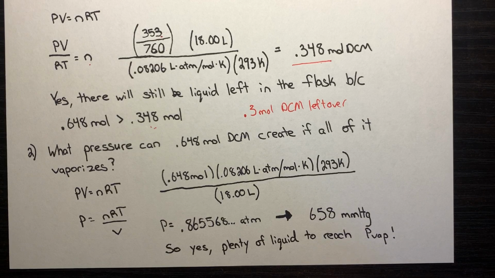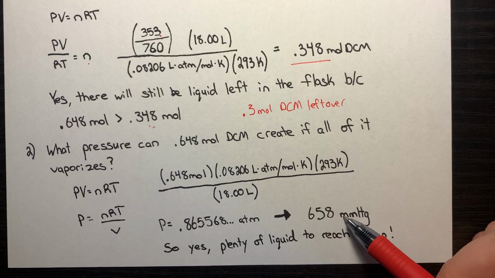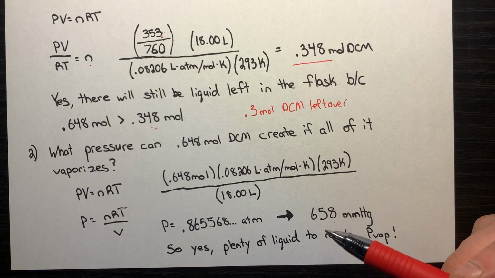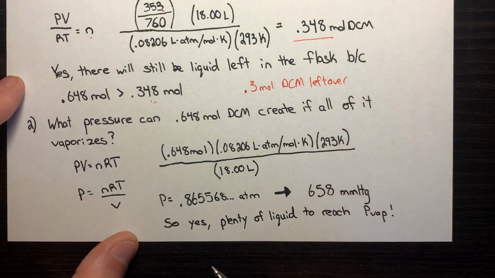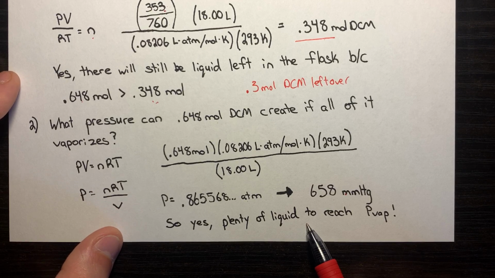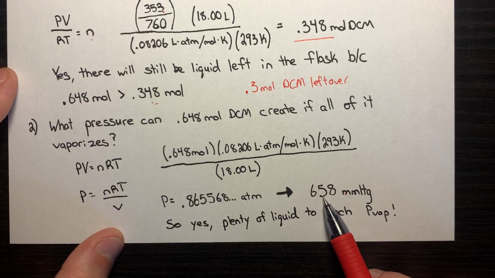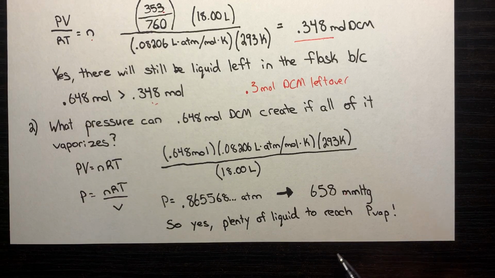So what that means is that if all of the moles of dichloromethane were able to vaporize, we'd get to this pressure, which far exceeds what I know to be true about the vapor pressure at 20 degrees Celsius. So yes, plenty of liquid would still be present, because we would never get to this pressure, right? We'd get to that 353, and then the rate of condensation would match the rate of vaporization. We wouldn't be able to produce any more vapor at that point, and we'd certainly have liquid being retained in the bottom of the sealed flask.